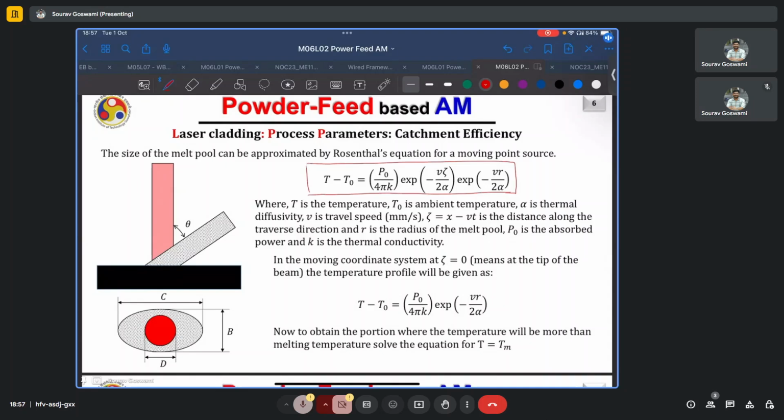Now, in the moving coordinate system, that is, if we were to sit on the laser itself and travel with it, the temperature profile will simply be T minus T naught equals P naught by 4 pi k exponential minus Vr by 2 alpha, because now xi becomes 0. And so now we have to obtain the portion where the temperature will be more than or equal to the melting temperature, or simply we want to look at the region enclosed by the liquidus isotherm.